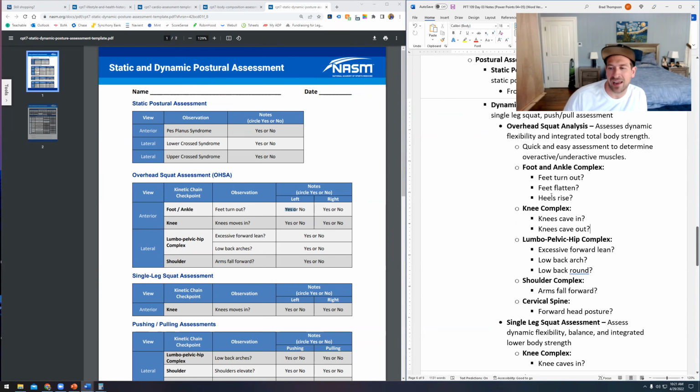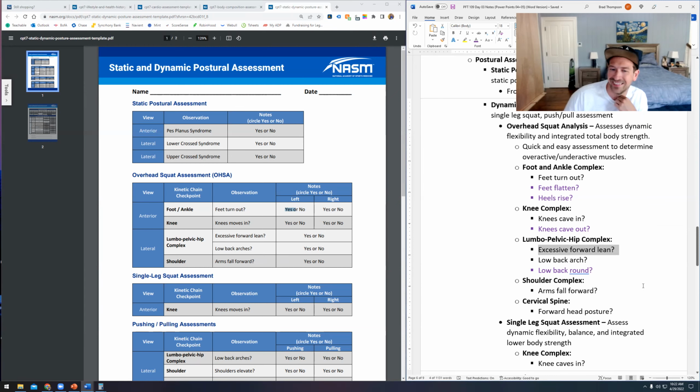Now, I will say I'm adding some in here because we've talked about them in our classes. For instance, feet flatten, heels rise, knees cave out, low back round. I'll put all of these in purple. These are all the ones that will show up in capstone. In the regular assessment, in the regular book, you're just looking: do the feet turn out, do the knees cave in, do they excessively lean forward. Those are the 3 we talked about last week.